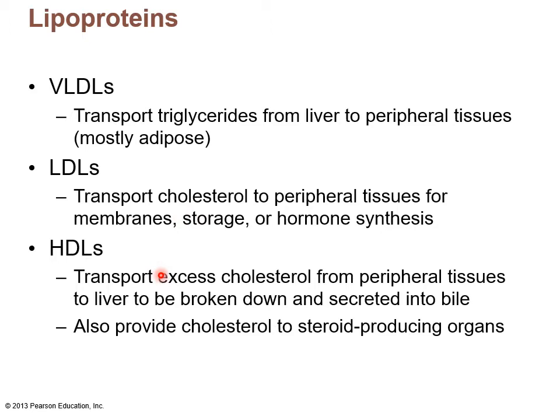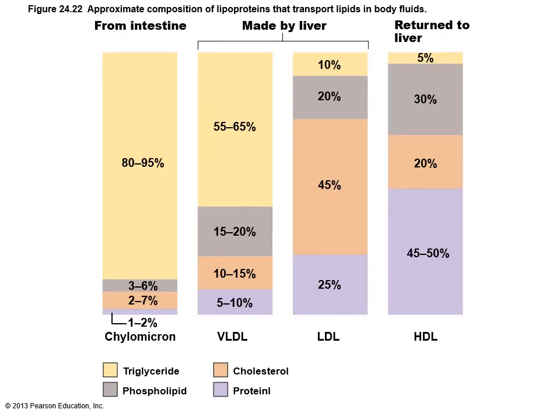And your HDLs, they're the good guys because they leave the liver empty and they bring cholesterol and fat back to the liver to be metabolized, so they help to prevent plaque buildup inside your blood vessel walls. And they also provide cholesterol to steroid-producing organs that require cholesterol for making those hormones. So here's a picture of a breakdown of what these particular substances have, what their makeup is. And there's one added here.